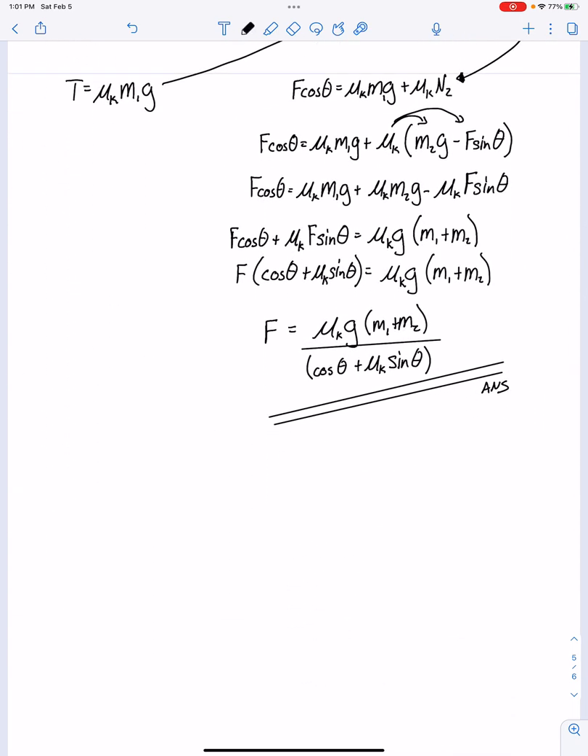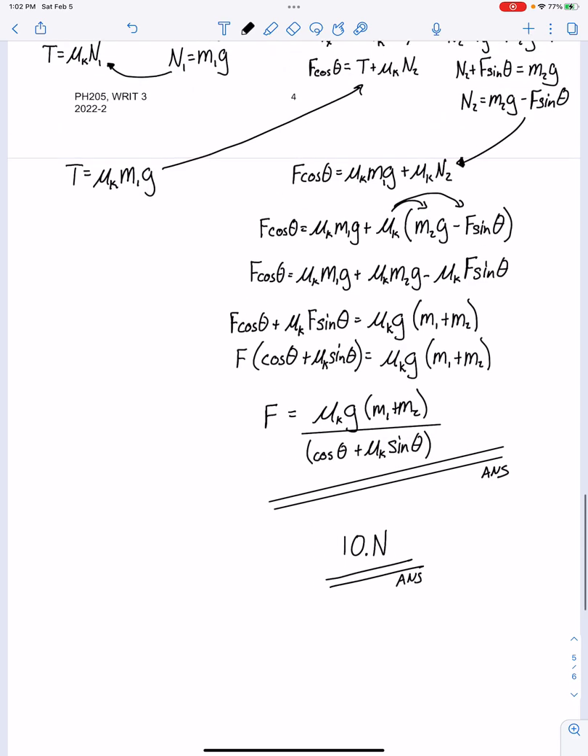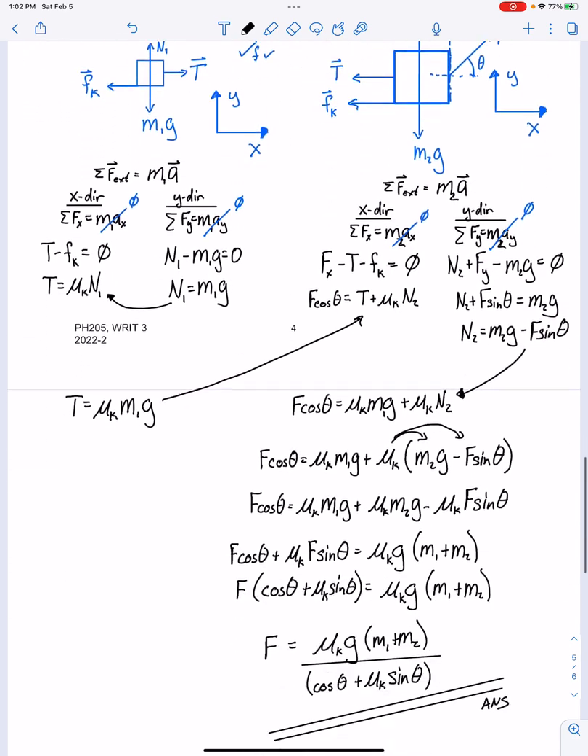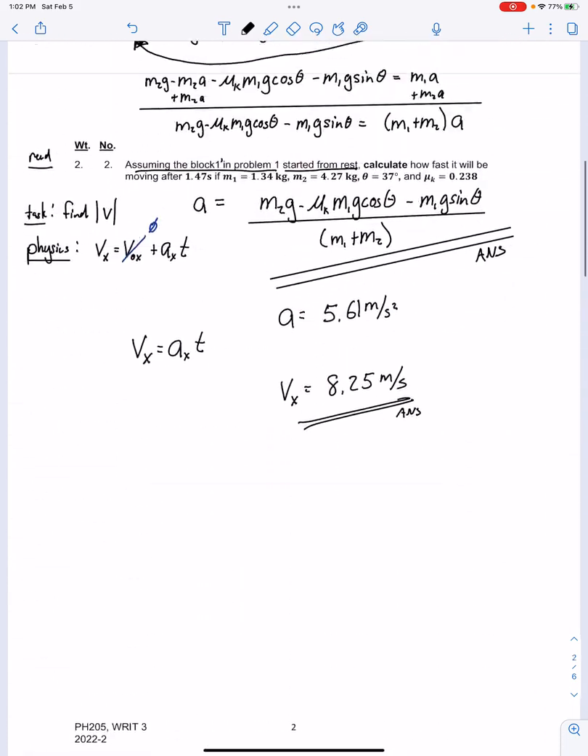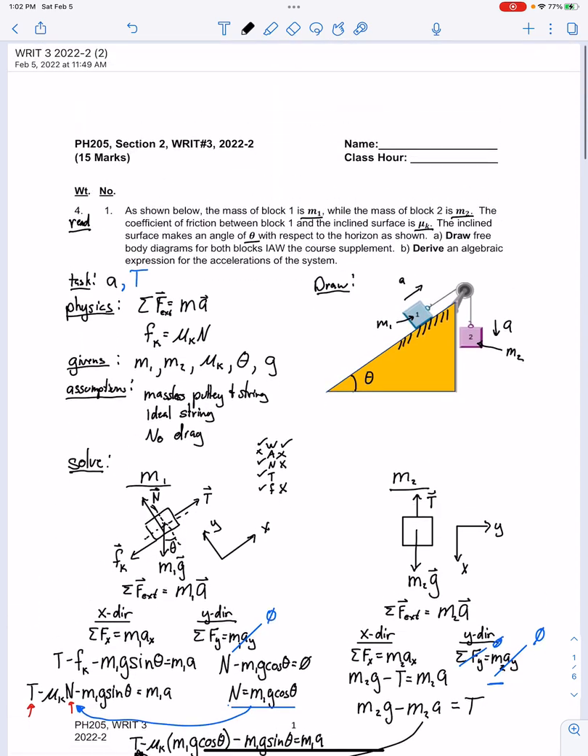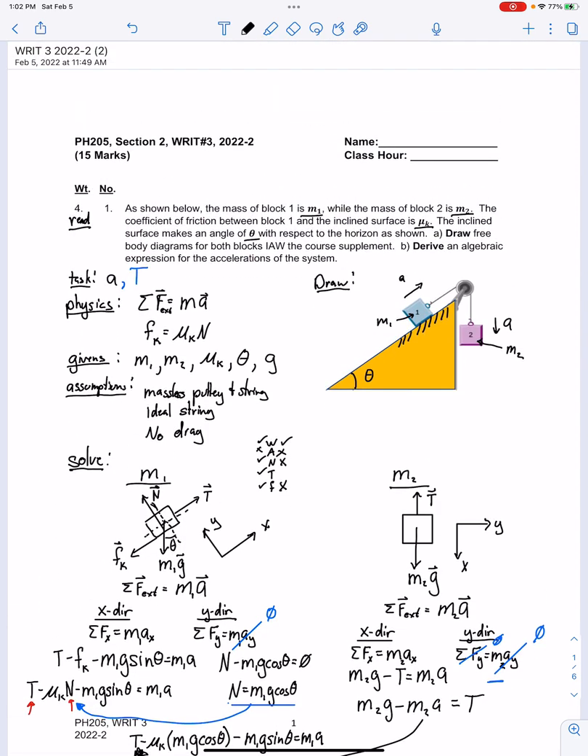And when you actually work that out, you get an answer when rounded to 10. We indicate 10 as two significant figures by putting the decimal point. So plugging in the numbers, we'll get 10 newtons as the answer for what that force is. And that concludes our video on how to do WPR number 3.